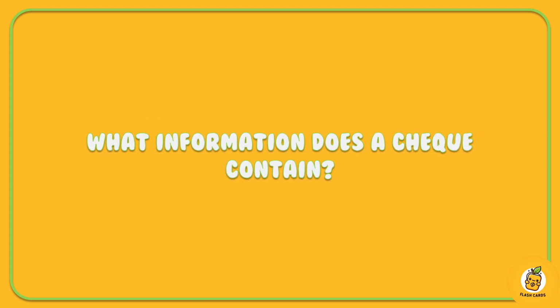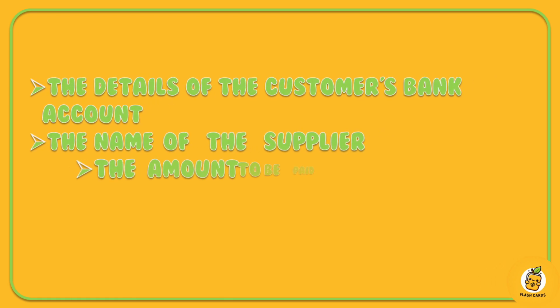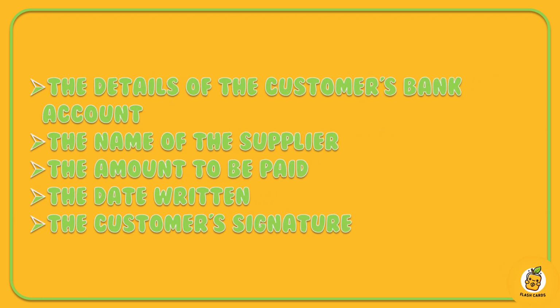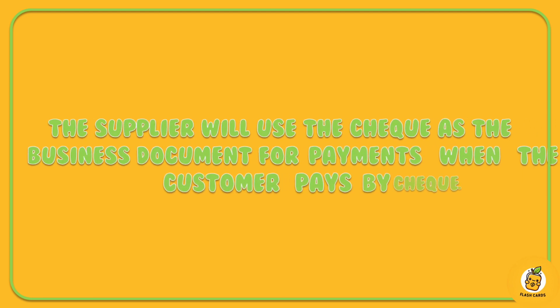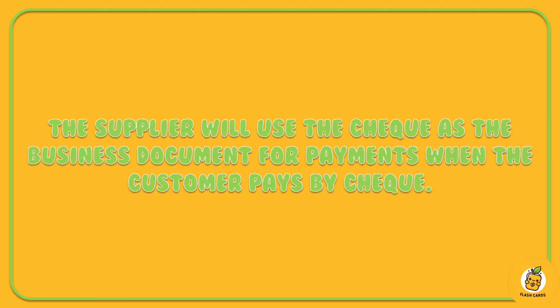What information does a check contain? The details of the customer's bank account, the name of the supplier, the amount to be paid, the date written, the customer's signature. When does a supplier use a check as a business document? The supplier will use the check as the business document for payments when the customer pays by check.